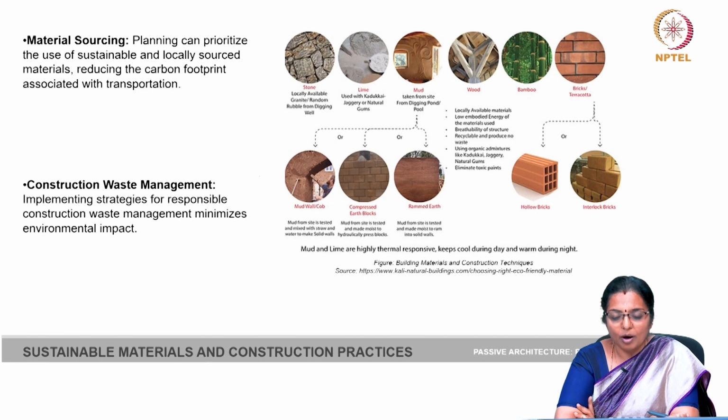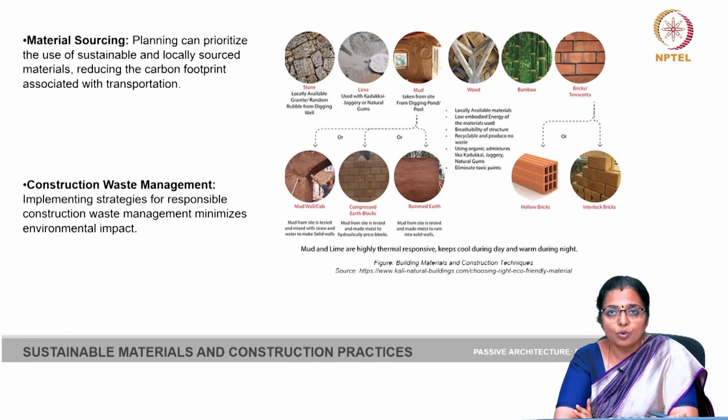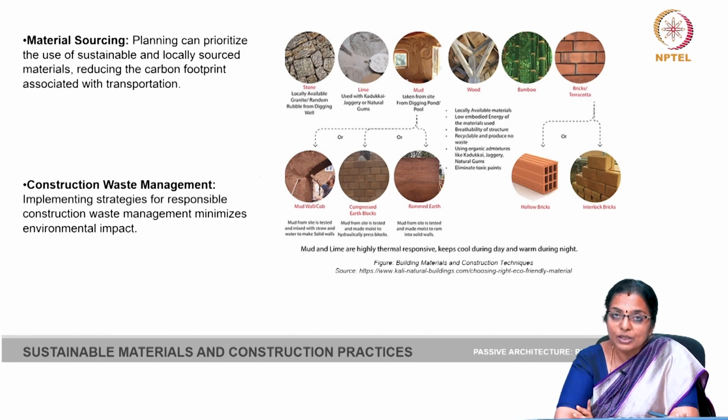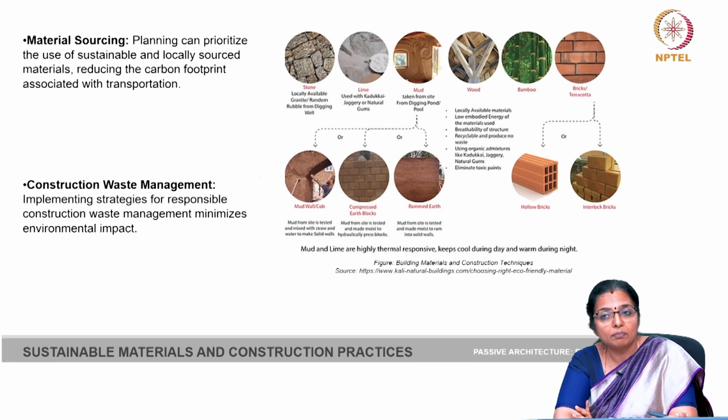Now, what can we do about this? For material sourcing, we can look at materials like stone, which is locally available. We can look at granite. We can look at random rubble. When it comes to binders, we can look at natural binders such as lime, mixing it with kadukai and jaggery, or natural gums. We can also look at mud, which is taken from site from a digging pond or trenching a pool, with which we can make dry mud bricks or mud wall, cob, compressed earth blocks or rammed earth.